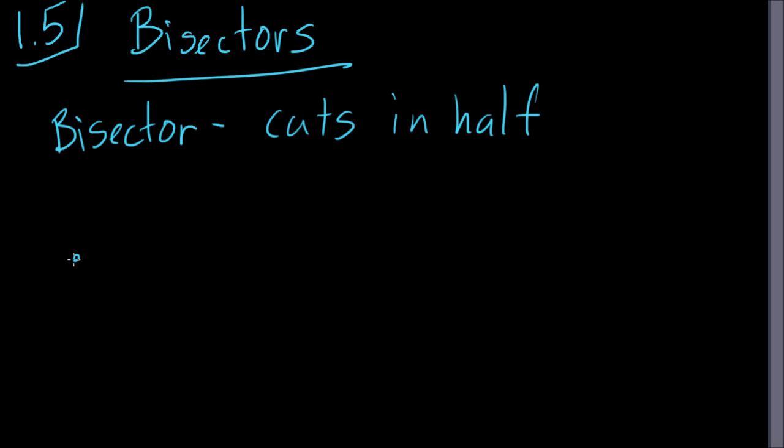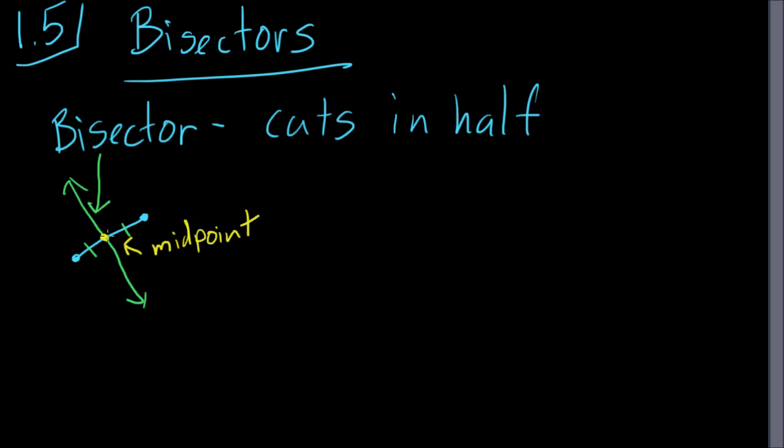So if I had a segment here and I drew a line that cut it in half so that this part was the same as this part, that line is a bisector. All right, there is a special name for the point right there. This point is called a midpoint, and it's equidistant from the endpoints of a segment.